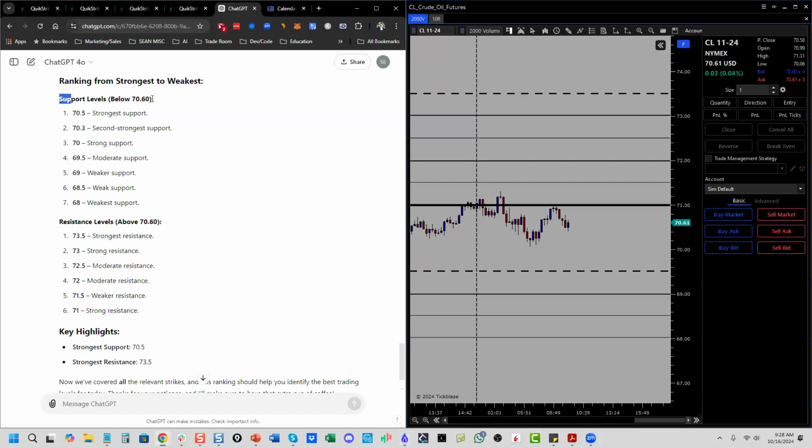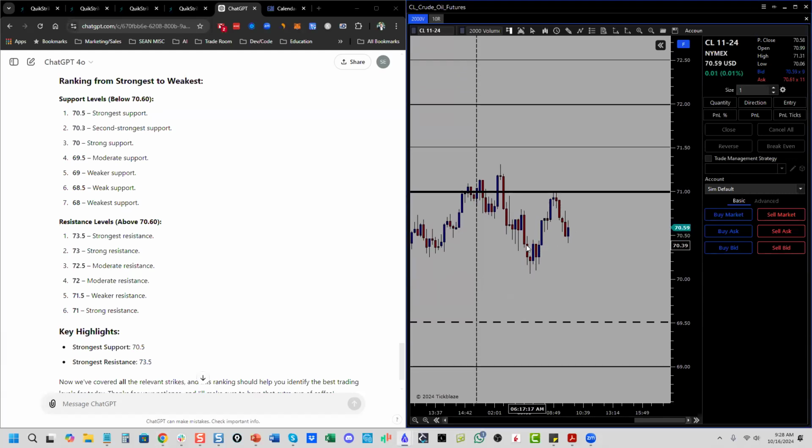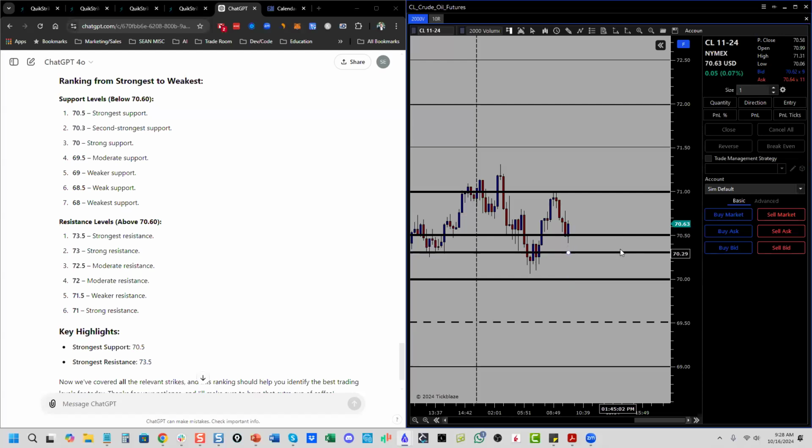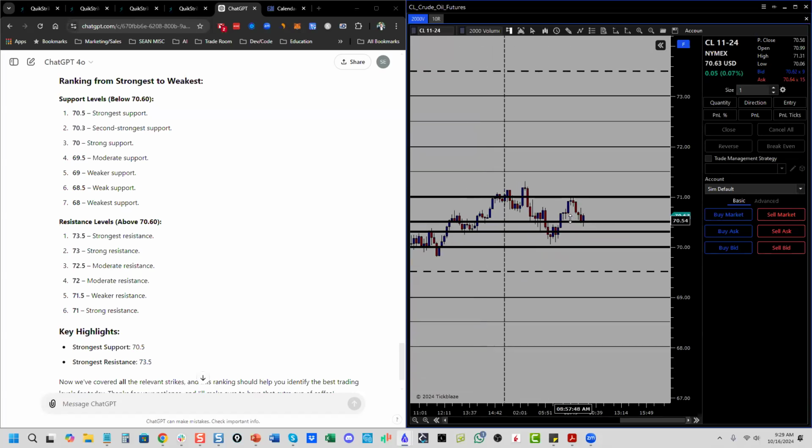So let's talk about support levels below 70. Strongest support is 70.50, which is what we're sitting at right now. Second strongest support is 70.30. Strong support is at 70. So you can take a look at what it did. The reason why it's stuck here and it's tight is because it's stuck in a wedge. That's the reason why it's just sitting here right now. It's stuck in a wedge.